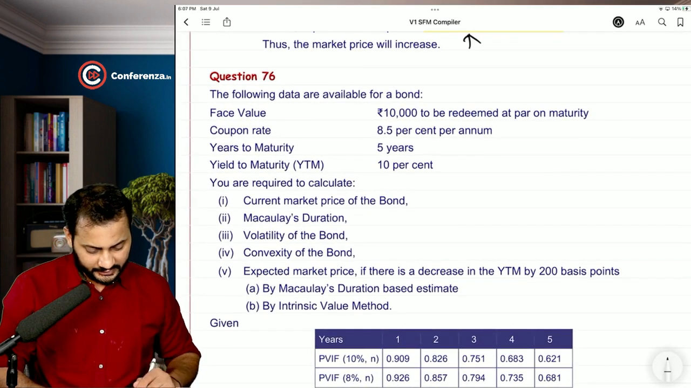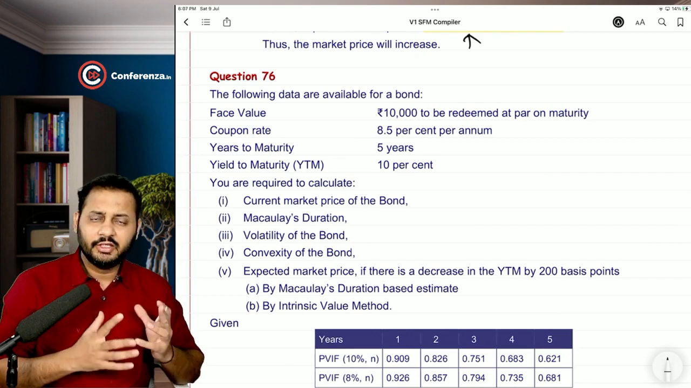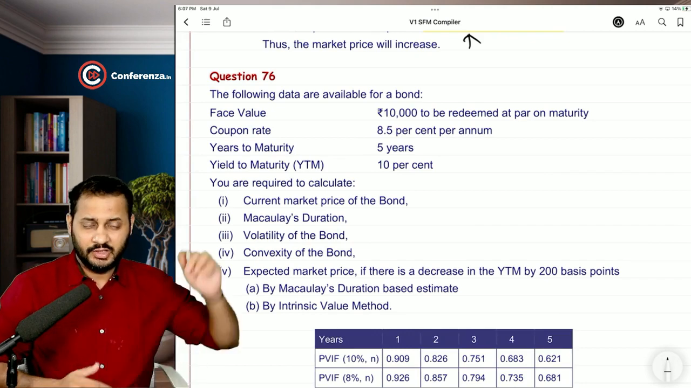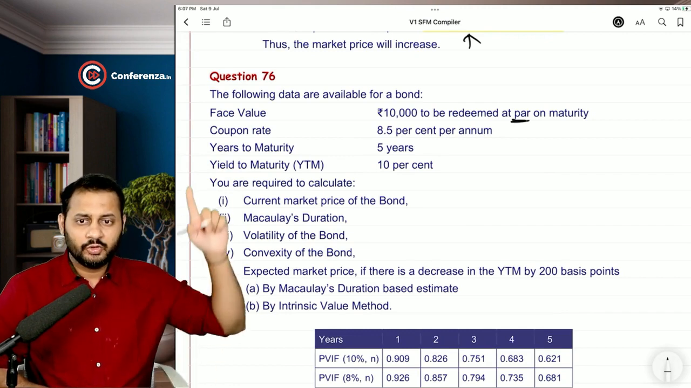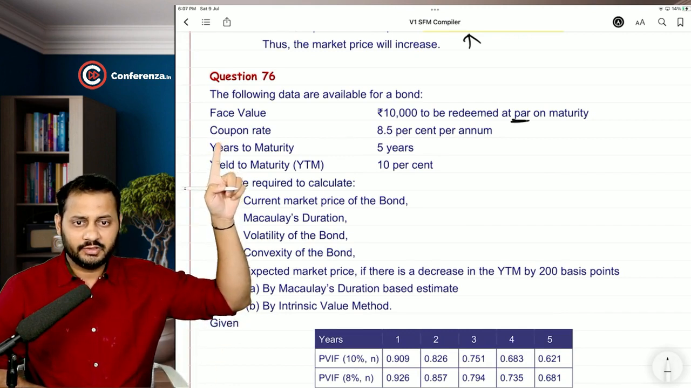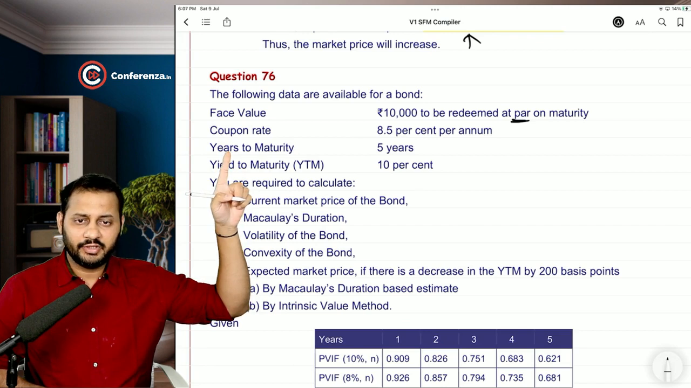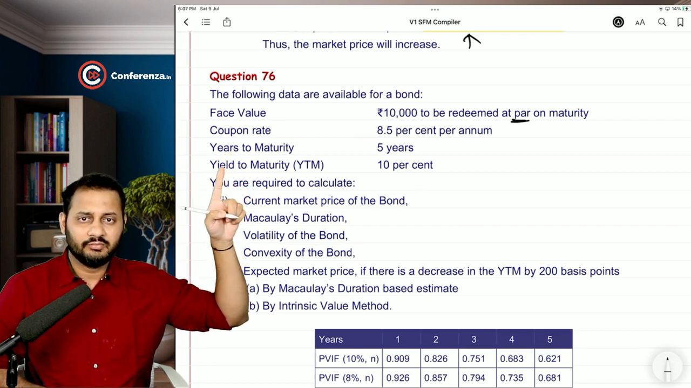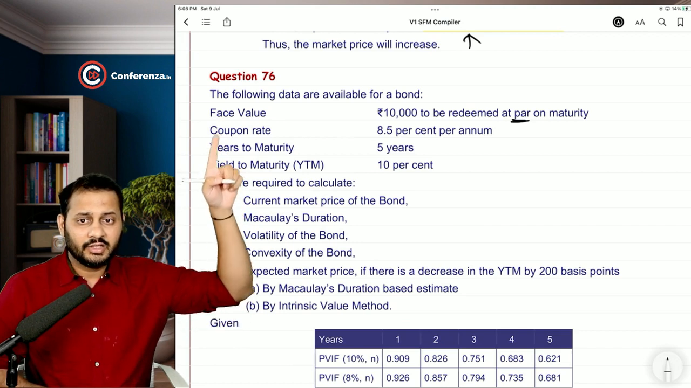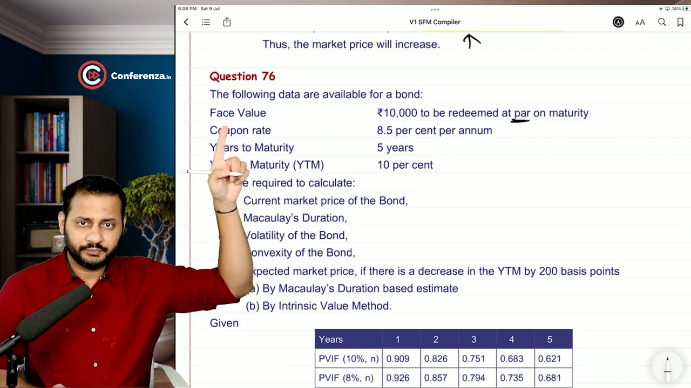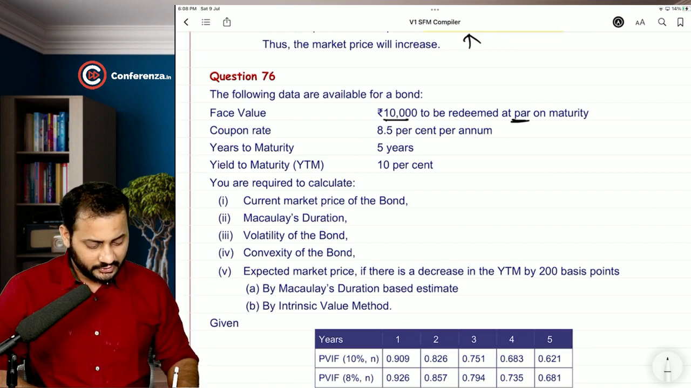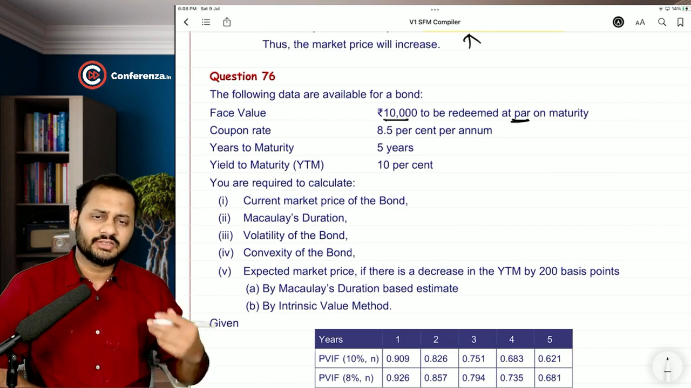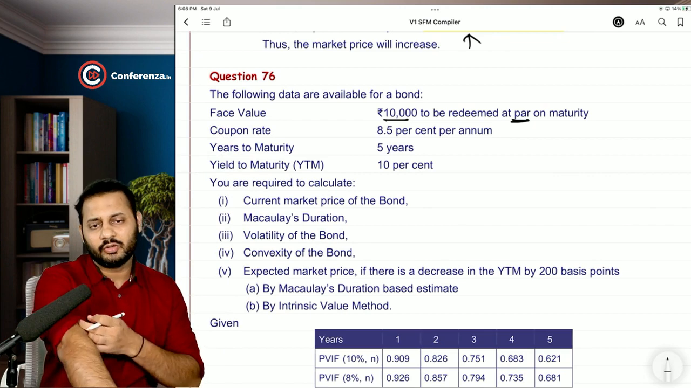Question number 76. See if there is anything new to learn in this question. Face value 10,000 to be redeemed at par on maturity, coupon rate 8.5%, years to maturity 5 years, YTM they have given as 10%. Now you may ask one thing, sir, if the face value is 10,000 and it's to be redeemed at par, okay, let's leave it. I will talk about it later.